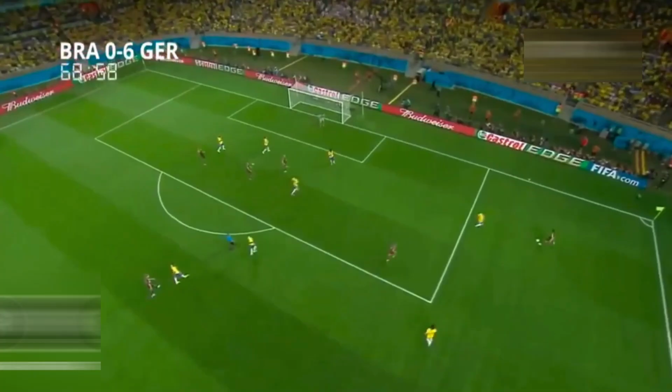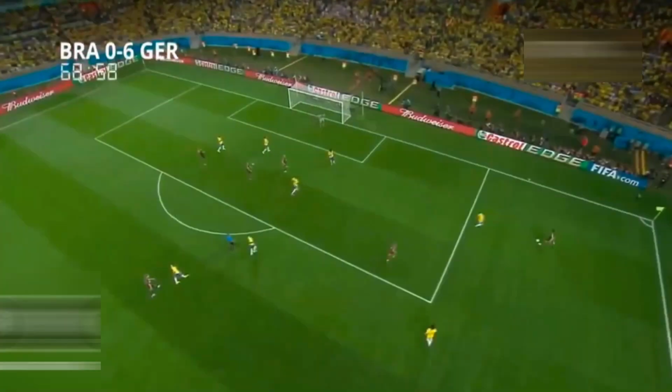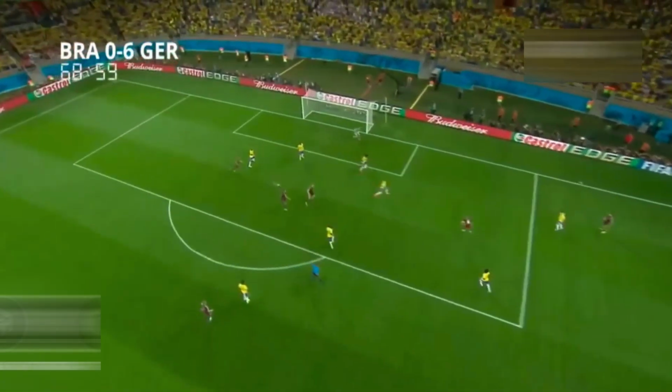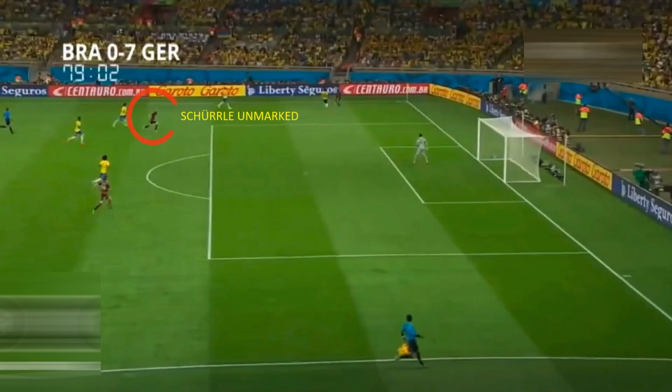Amidst their efforts to catch up, Brazil conceded 2 more goals in the 69th and 79th minutes to substitute André Schürrle, who once again exploited Brazil's poor defense. Dante's ball watching allowed Schürrle to make a clever dismarking run, while Marcelo was late to drop back and support the defense. Schürrle found himself unmarked by Luiz, who was once again late to retreat and defend.